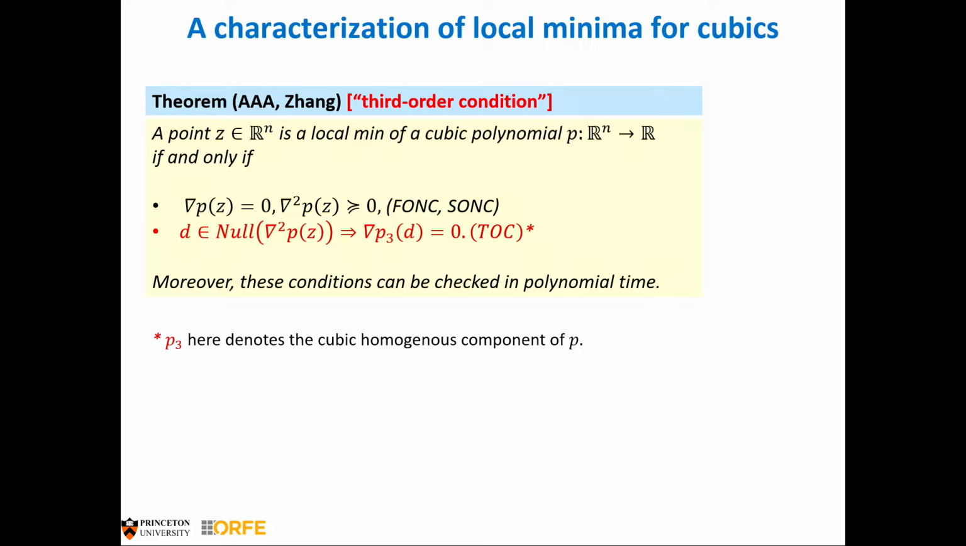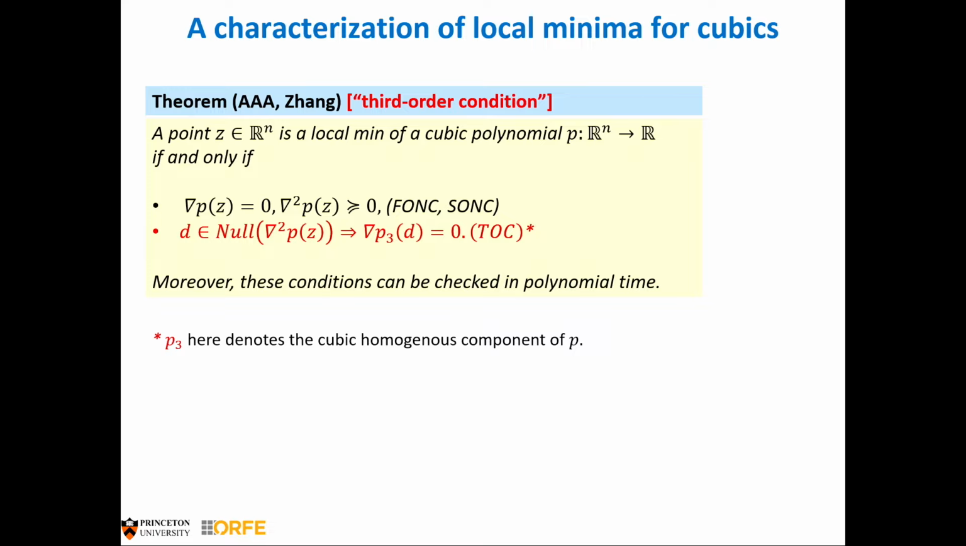The gradient should vanish, and the Hessian should be positive semidefinite. But there's a third condition that's needed. We call it the third order condition, which is that if you have any vector in the null space of the Hessian evaluated at your candidate point z, then the gradient of P3, which is the top homogeneous component of P, should vanish at this point. So what is P3?